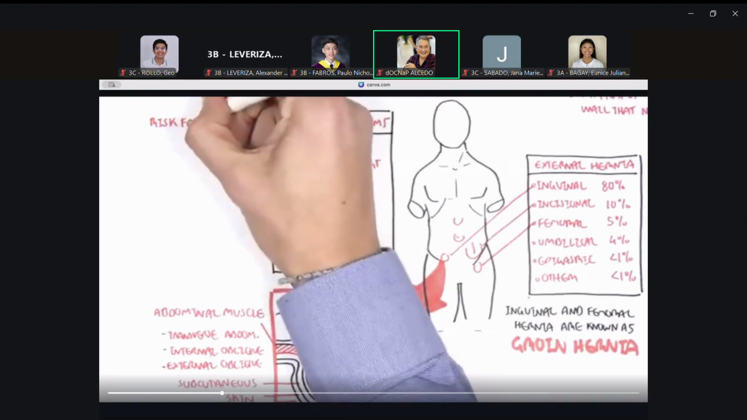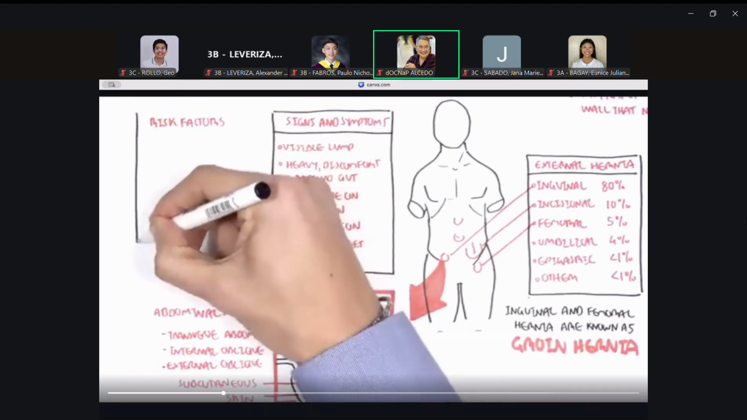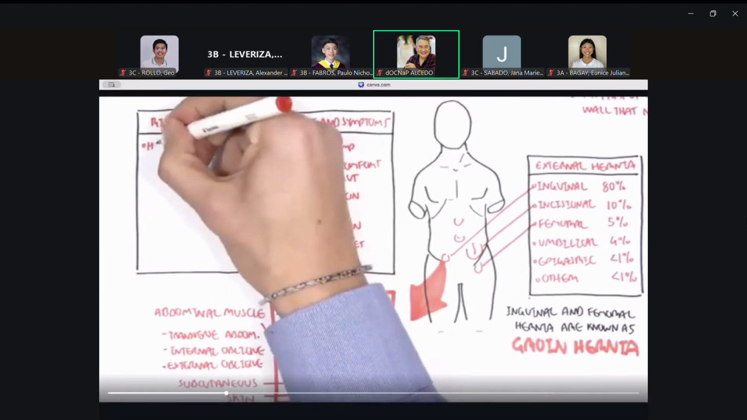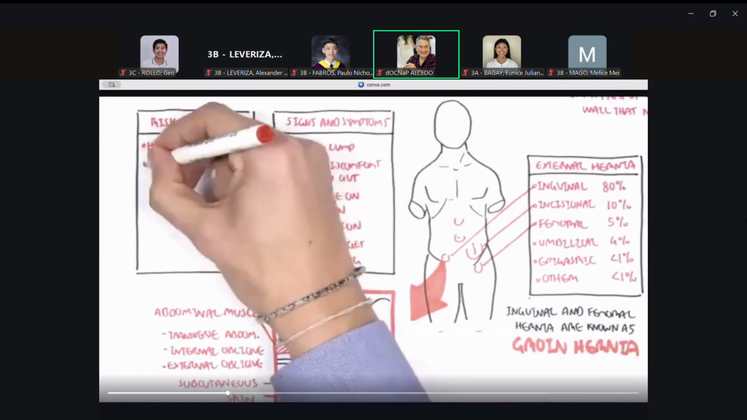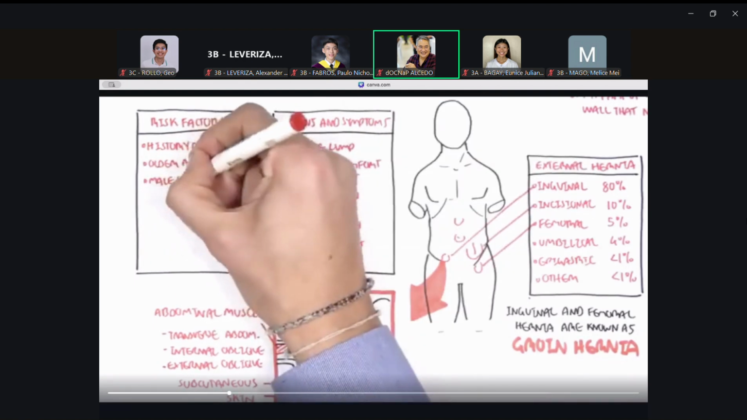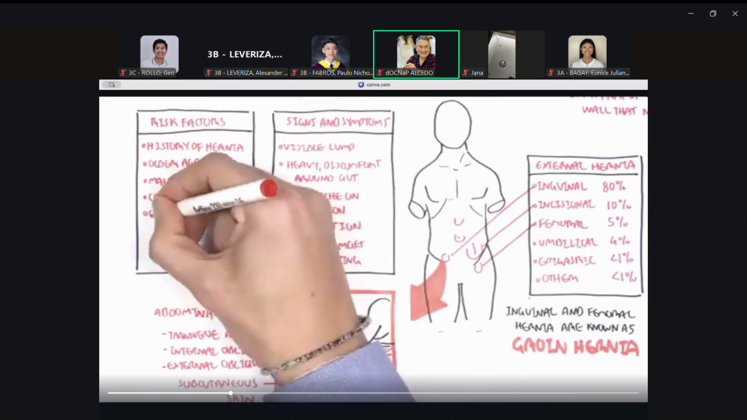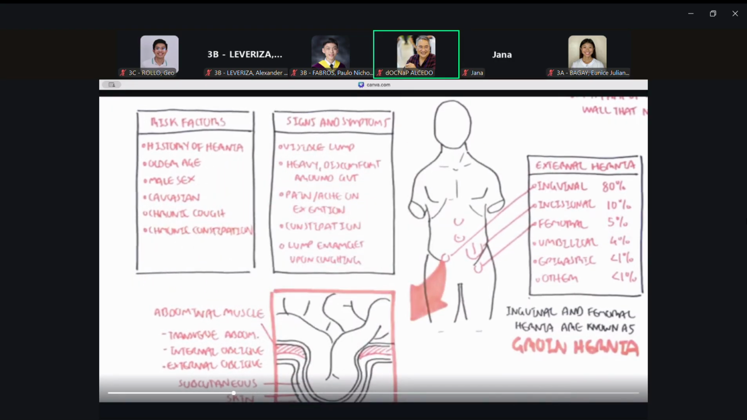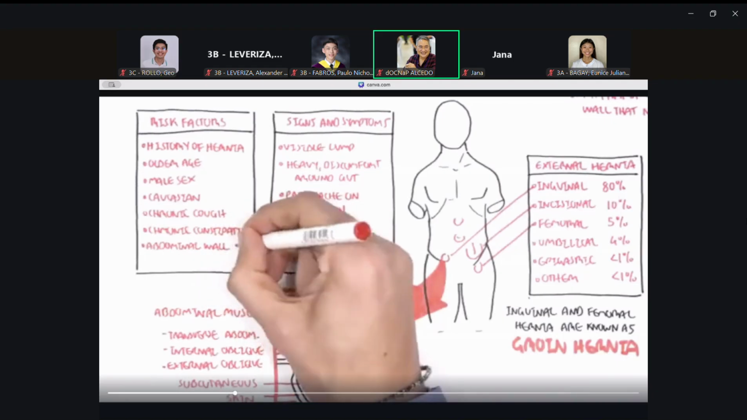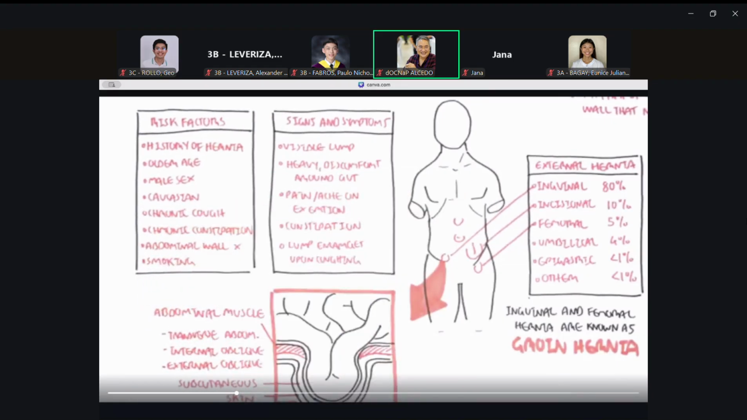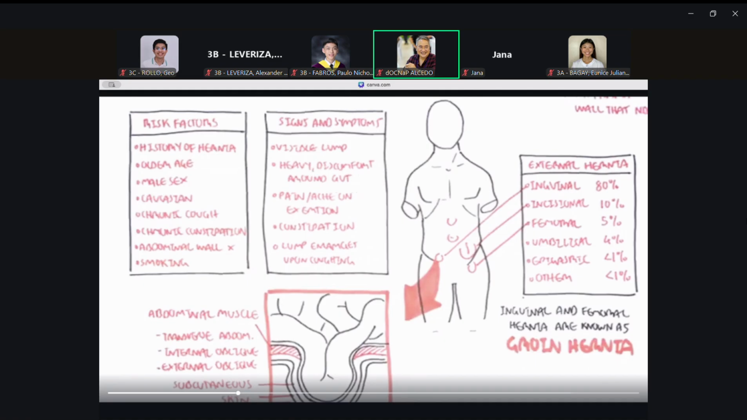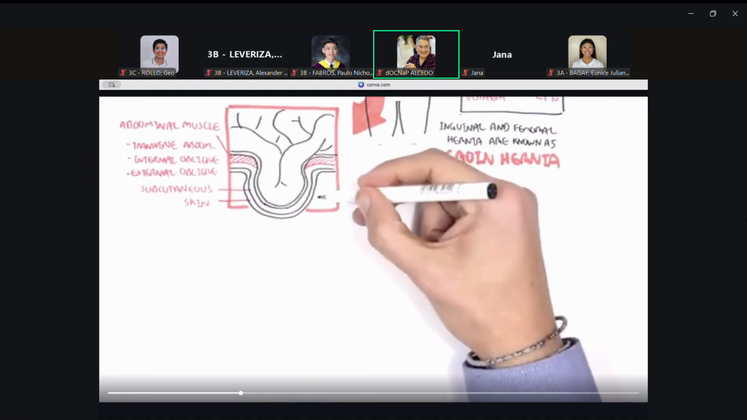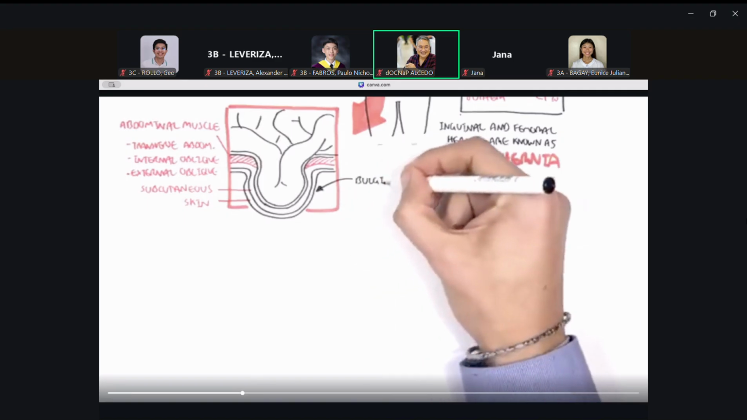So what are some risk factors for someone to develop an inguinal hernia? Well, these include a history of hernia, older age, male sex, being Caucasian, having a chronic cough, chronic constipation, I guess a weak abdominal wall, and then also smoking is a risk factor. So again, inguinal hernia is you have the bulging of the small intestine here through the abdominal wall.